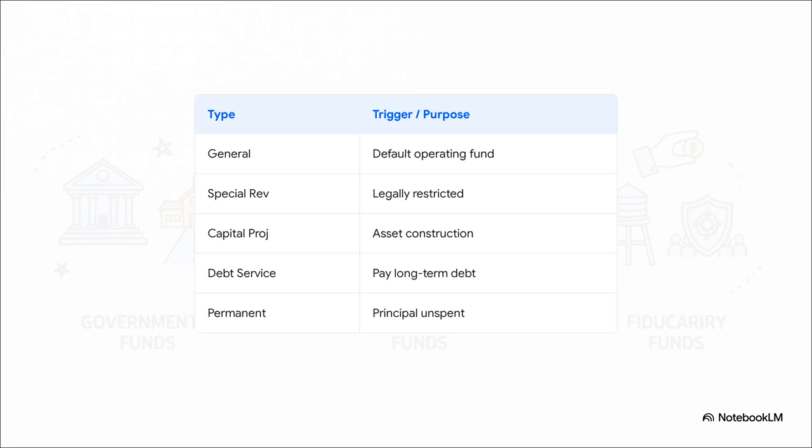Candidates frequently mess up the nuance between the final two, so listen closely. If the government can spend the principal, it's a special revenue fund. But if the principal is legally locked up and only the earnings can be spent for public benefit, that is a permanent fund. Memorize those triggers.